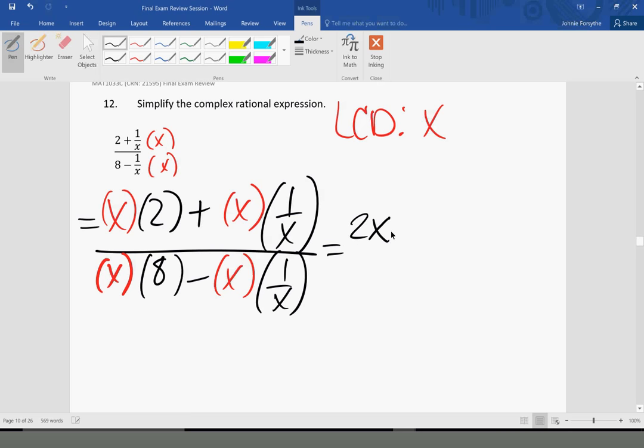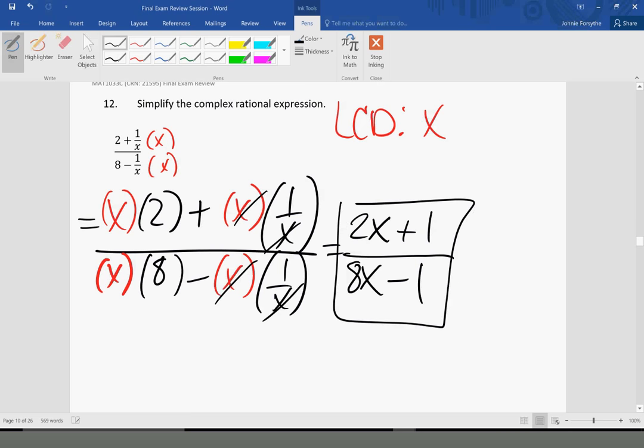So x times 2 is 2x. Then x times 1 over x, the x's cancel out, and we just have plus 1. Over, x times 8 is 8x. And then negative x times 1 over x, the x's cancel out, and we have minus 1. And you cannot factor the top or bottom, so this is going to be your final answer. So you're going to multiply the top and bottom by whatever the least common denominator is between all of the denominators in the problem.